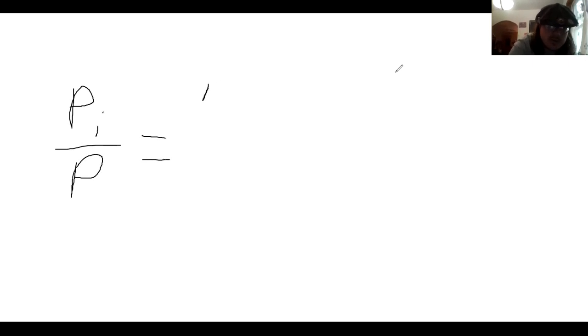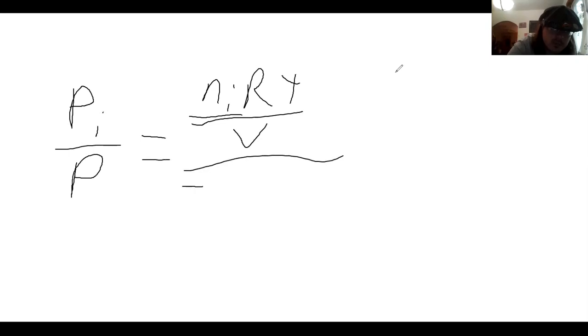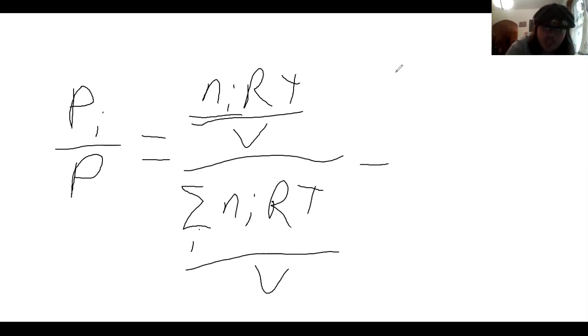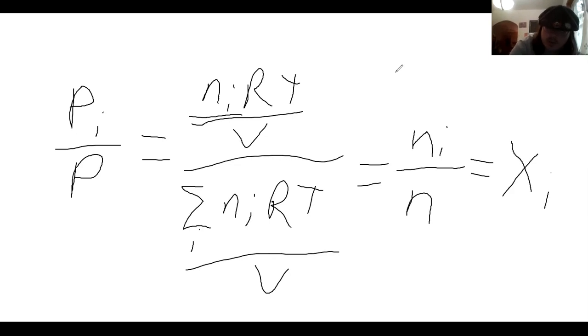Well, the pressure of an individual gas is equal to the moles of that individual gas times RT over V. And the total pressure, as we just said, was the sum of all the individual moles times RT over V. You'll notice RT over V are the same, so those all cancel out. And so we have the moles of an individual gas over the total moles. And that will give us our term, the mole fraction, chi. This will get used a lot more later on.